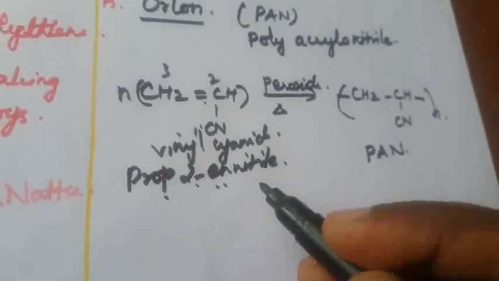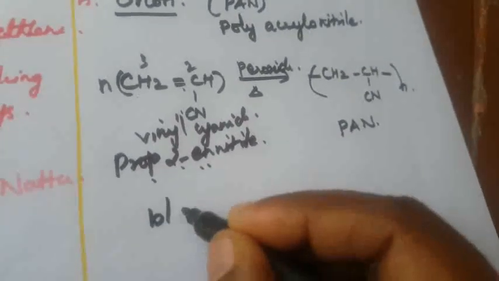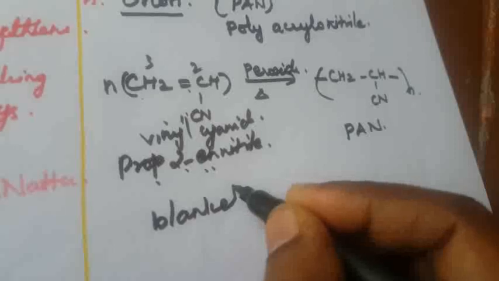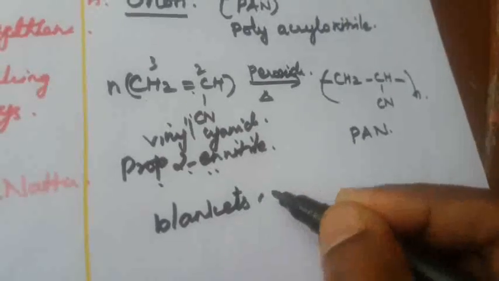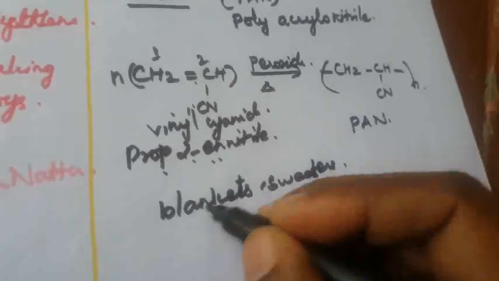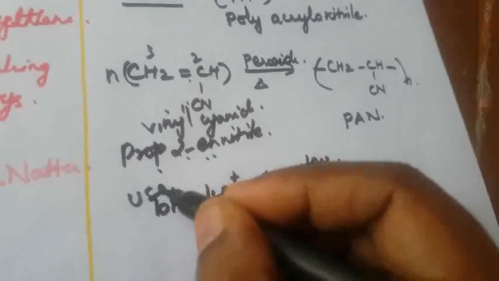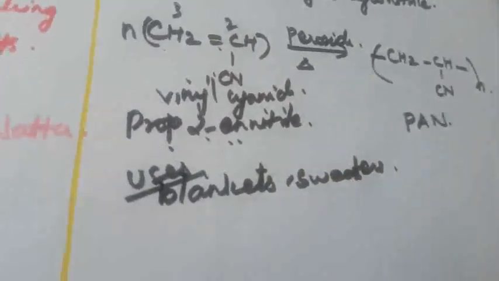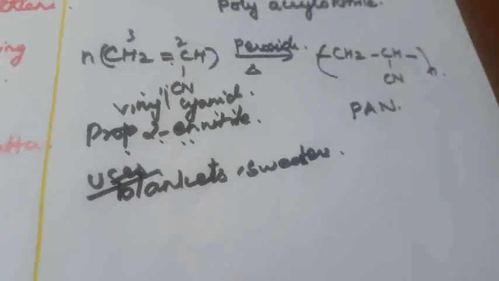for making blankets and sweaters. So these are the uses. It is used as a substitute for wool in blankets and sweaters. So these are the other uses.